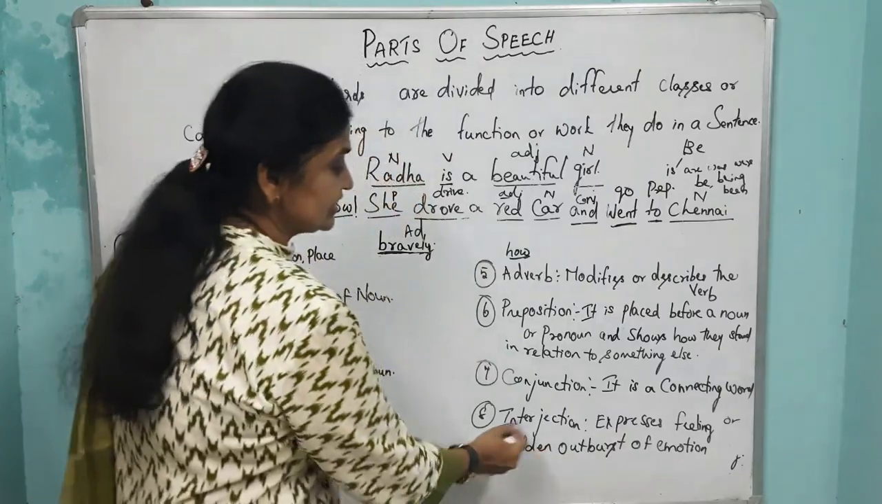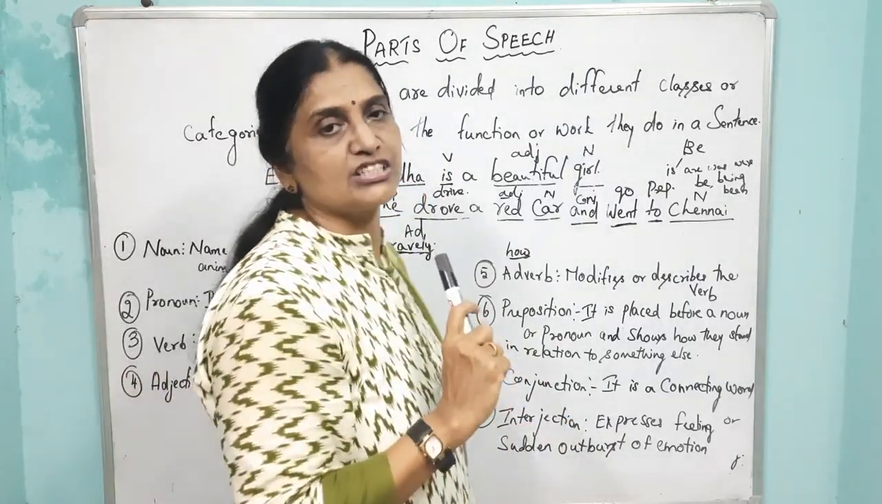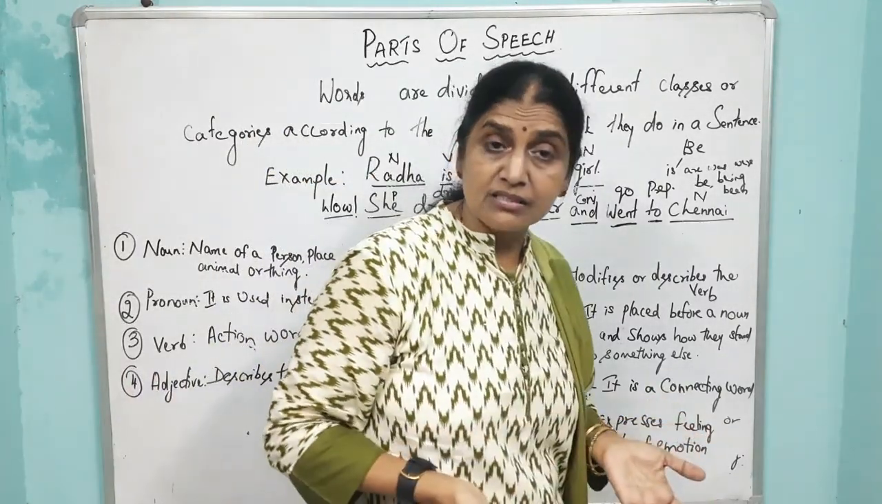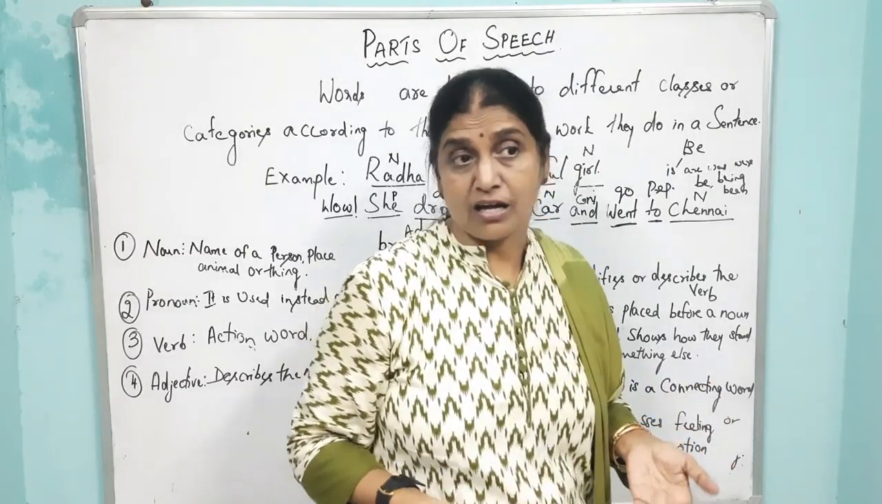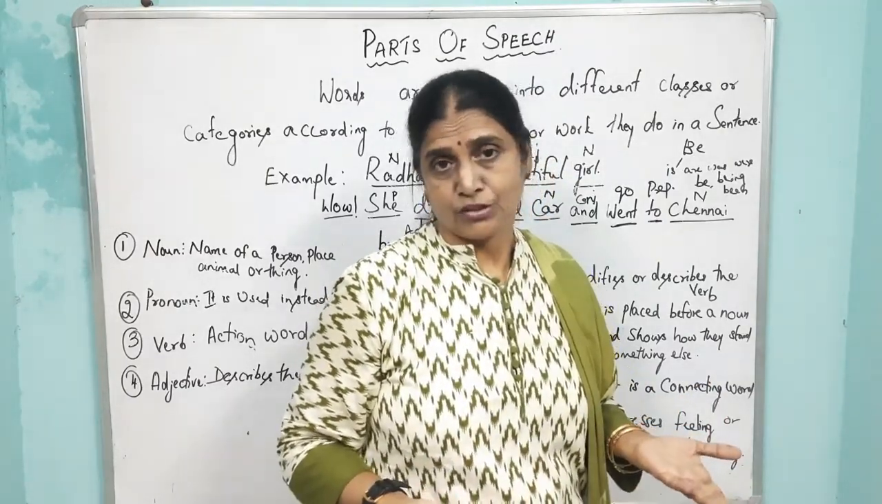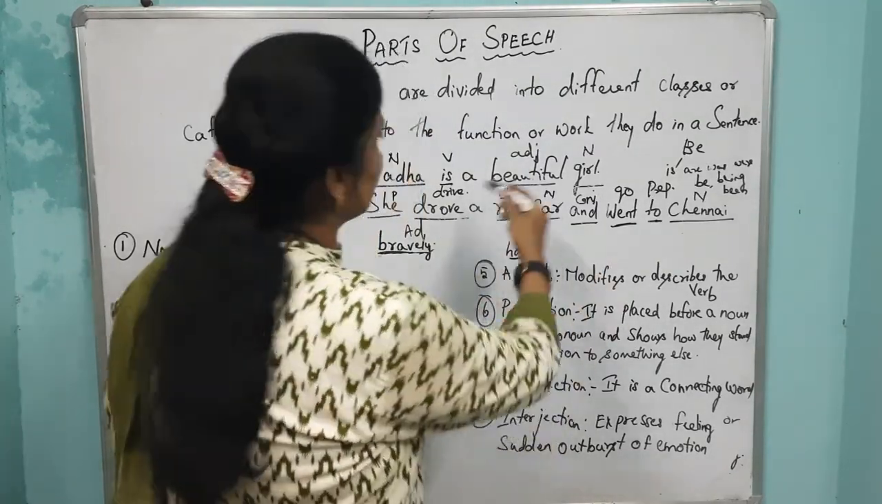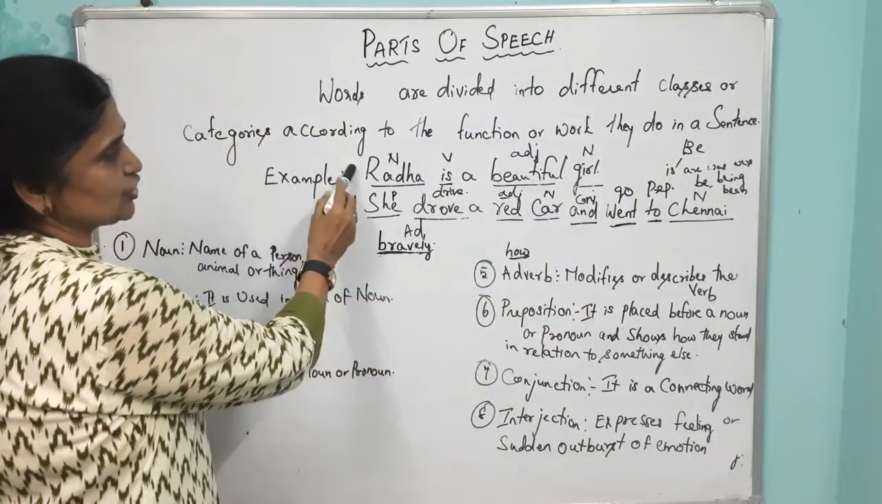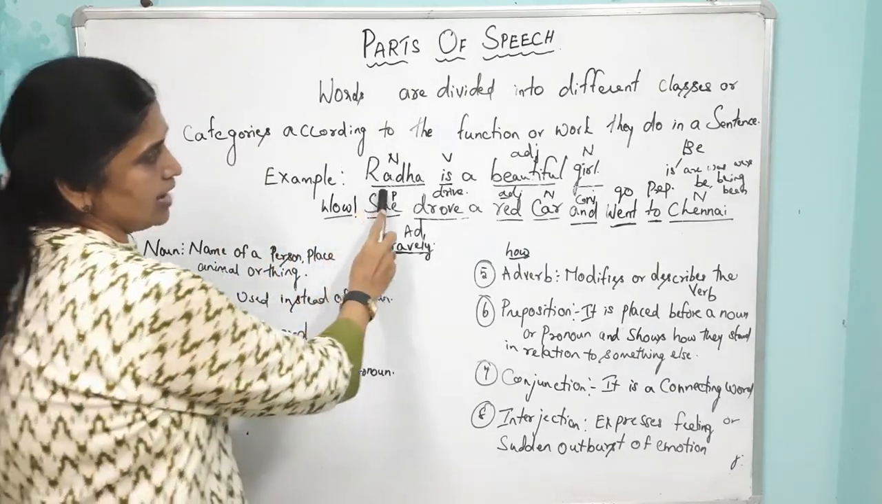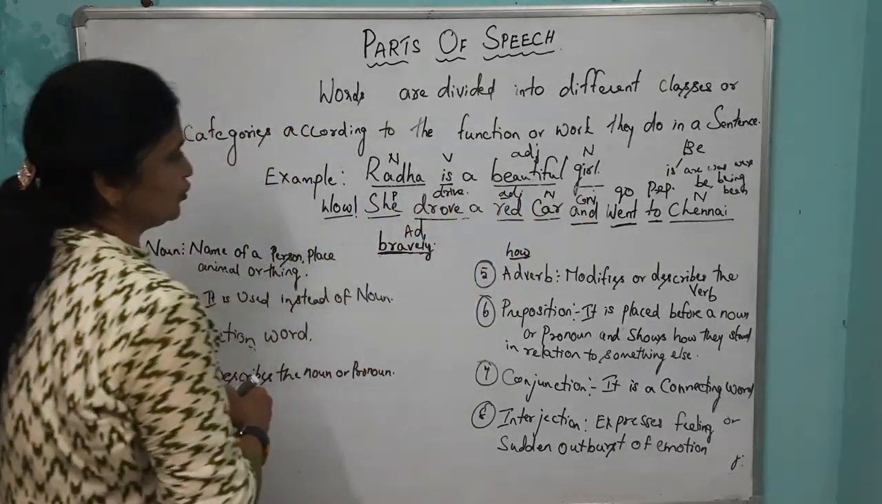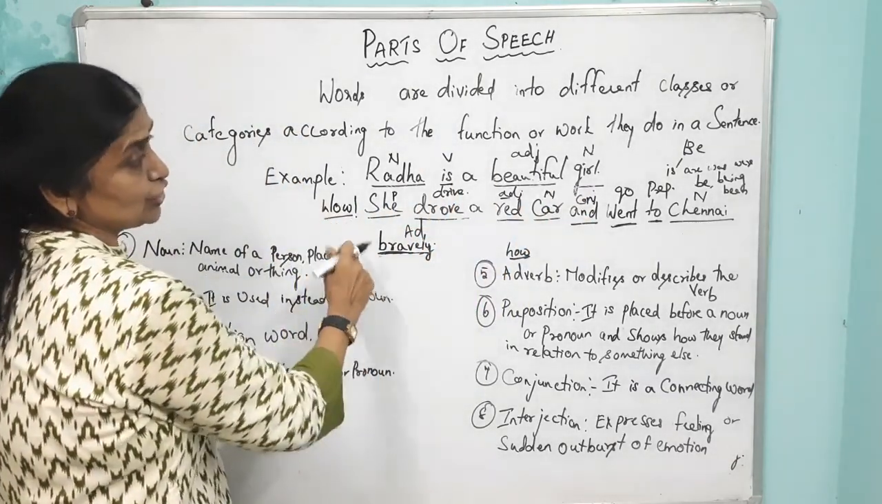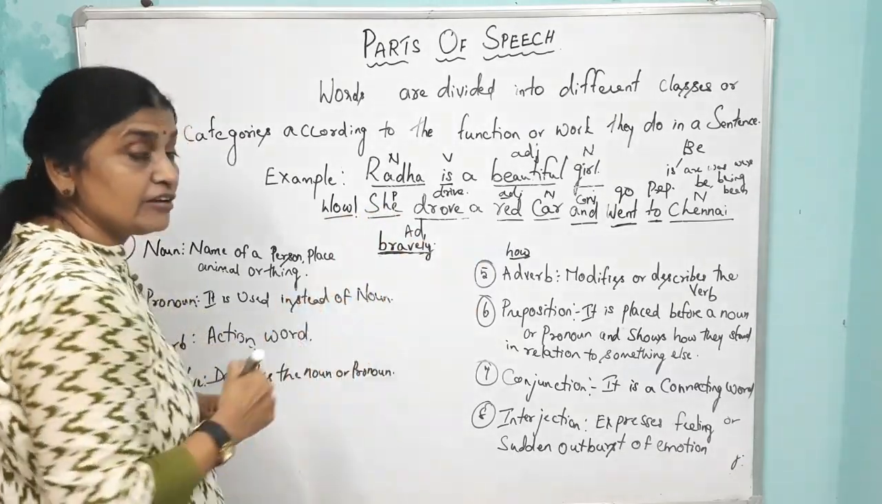So that's how interjection is a sudden outburst of emotion. It can be happiness, it can be surprise, or it can be sadness, anything. Got it? So we use these words. Now, do you find any interjection in these two sentences? Radha is a beautiful girl. Yes, you have one. Wow, she drove a car and went to Chennai bravely.